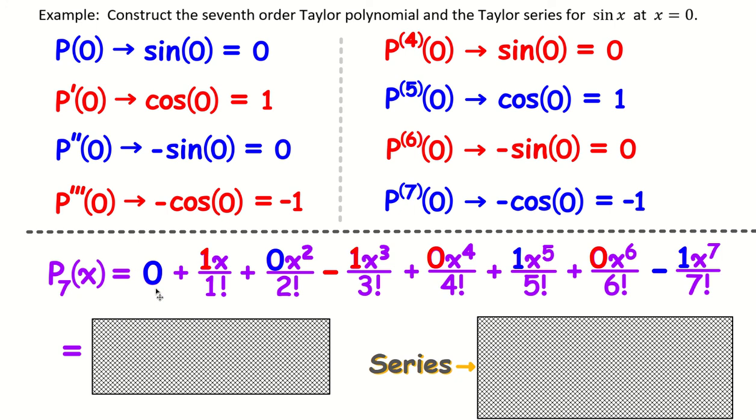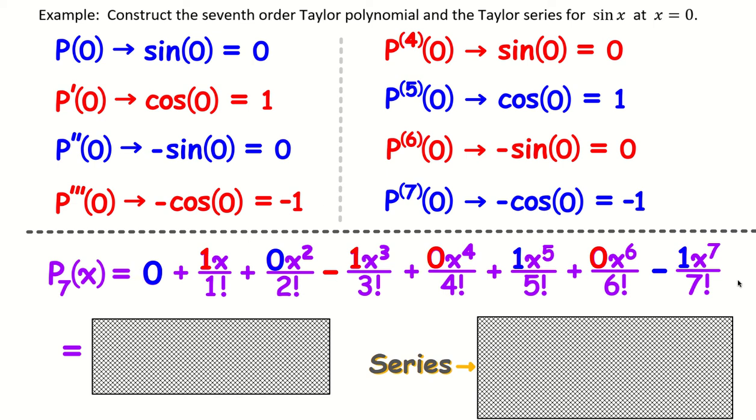So again, I didn't really write out that this was actually 0 times x to the 0 all over 0 factorial. And this is 1 x to the first all over 1 factorial. And that 0 is there. And this negative 1 is here. And that 0 is there. And that 1 goes there. And 0 and negative 1. All right? That's how we build these Taylor polynomials. To whatever power, to whatever degree, to whatever order.